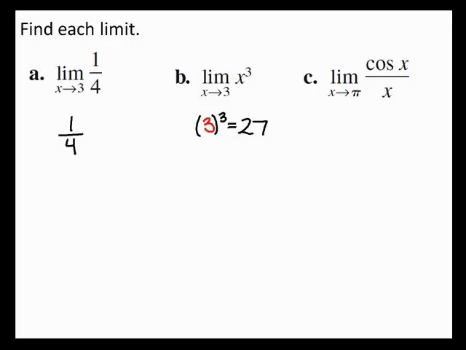Part C. The limit of cosine of x divided by x as x approaches pi. Use property 4. Substitute pi in for x in the cosine of x divided by x. Simplify the cosine of pi. Simplify negative 1 divided by pi. You find that the limit of cosine of x divided by x as x approaches pi is equal to negative 1 divided by pi.